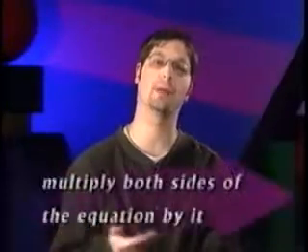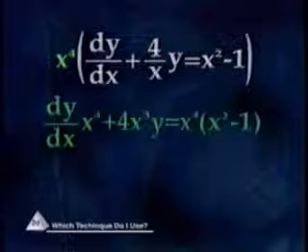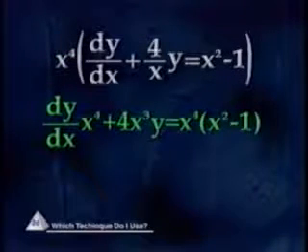Now that we've got the integrating factor, the next step is to multiply both sides of the equation by it. Multiplying by x to the 4th, we get dy/dx times x to the 4th plus 4x cubed y equals x to the 4th times (x squared minus 1).